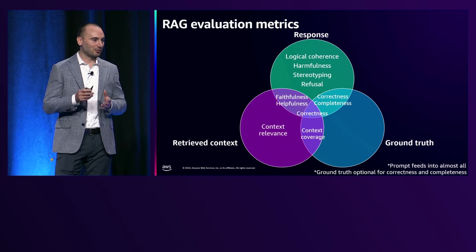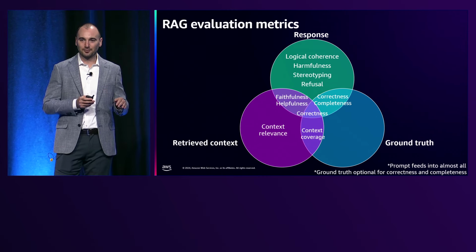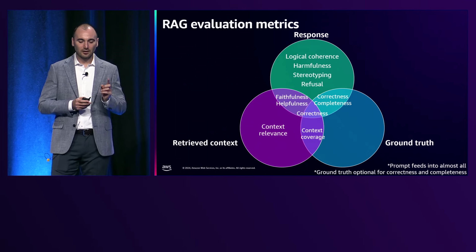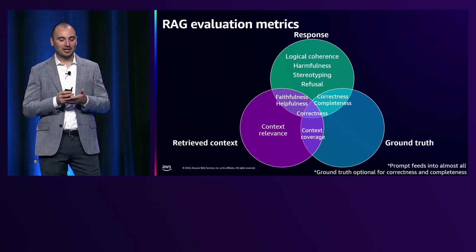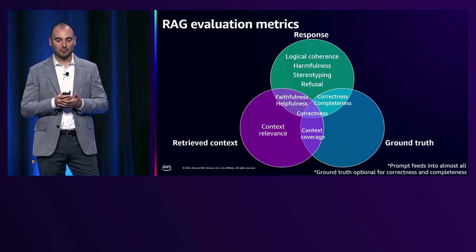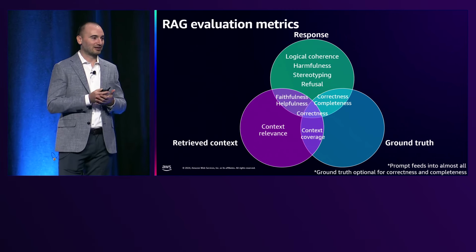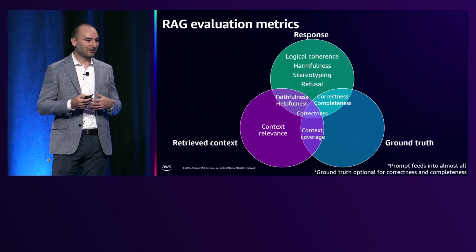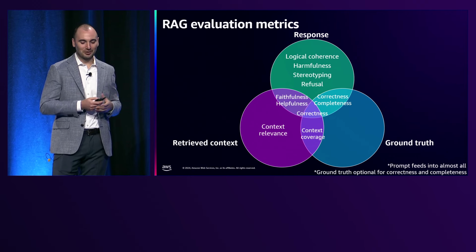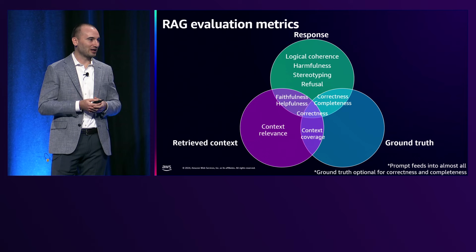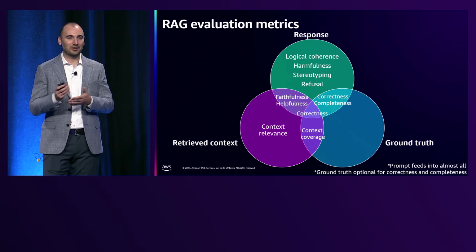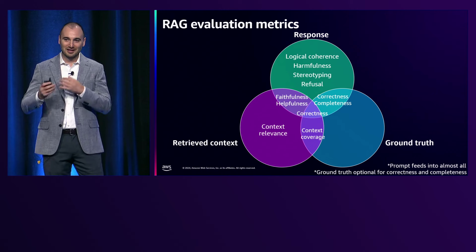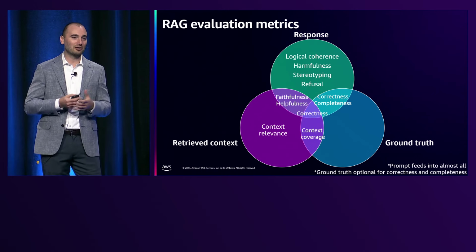In almost all cases, the original prompt will feed into the judge prompt as well. The only one, I believe, that doesn't do that is for faithfulness. Then, logical coherence, harmfulness, stereotyping, and refusal, you only need the ground truth response and your input prompt. For faithfulness and helpfulness, it'll take in your response, the response from your system for retrieve and generate, and also the retrieve context. For context relevance, you only need the retrieve context and your prompt, of course. And then context coverage, you have your ground truth answer and you have your retrieve context. Correctness and completeness, your ground truth is actually optional. We have versions of this in the background. We'll automatically route to the right thing if you bring a ground truth or you don't bring a ground truth.